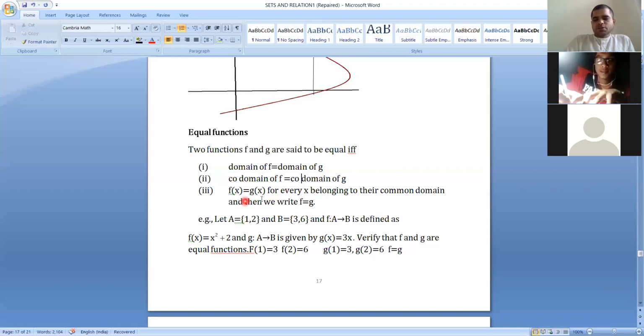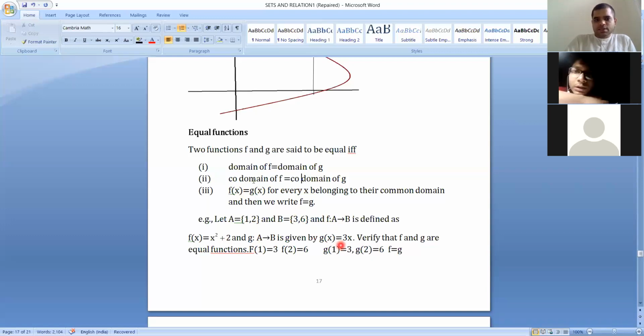And f(x) is equal to g(x). Any x you take, f(x) will be equal to g(x). For example, we took here A is equal to {1, 2} and B is equal to {3, 6}. And f is defined from A to B in this way: f(x) is equal to x square plus 2. And g is also defined from A to B and g(x) is equal to 3x. These are the two functions. We have to verify that they are equal.